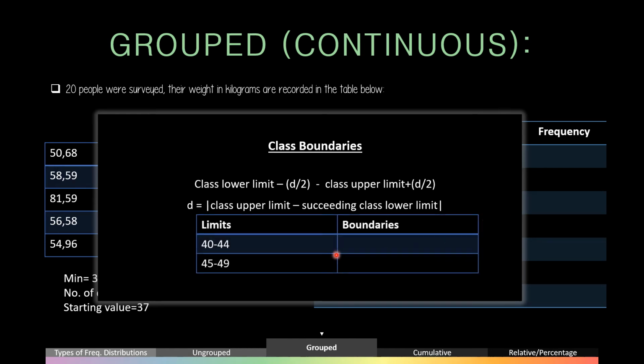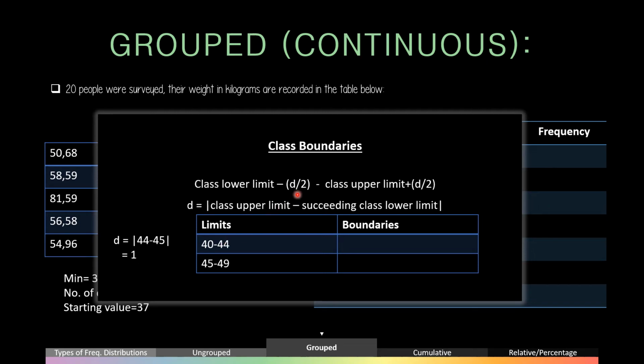So let us assume that we have these two class limits and we want to use these limits to come up with boundaries. First we know we have to calculate d because we need it in order to come up with the boundaries. So d is the class upper limit. If we're looking at the first row, the upper limit's 44 minus the succeeding class lower limit. The succeeding class will be the row below that, with its lower limit of 45, and we take the absolute value to get an answer of 1. So we know that d over 2 is going to be half.